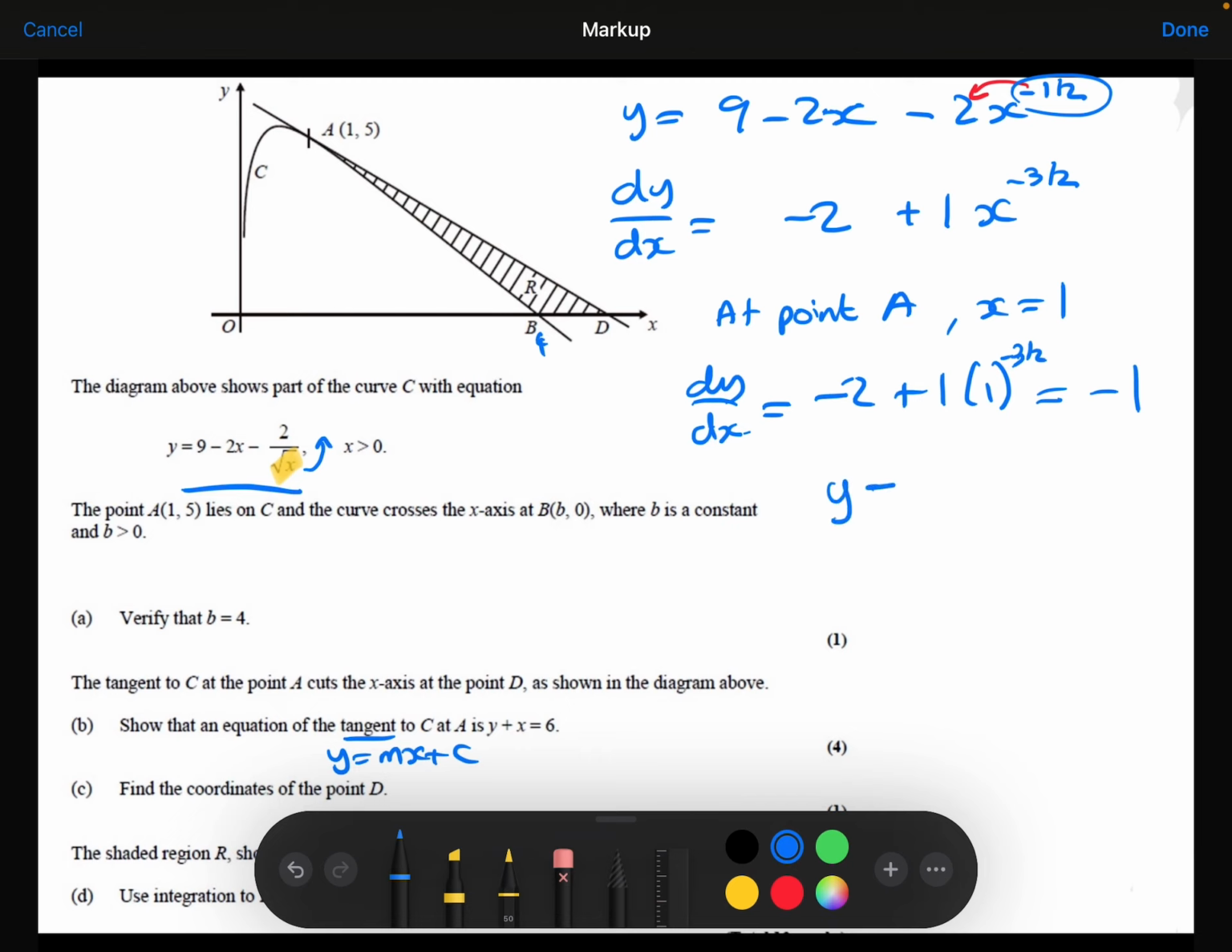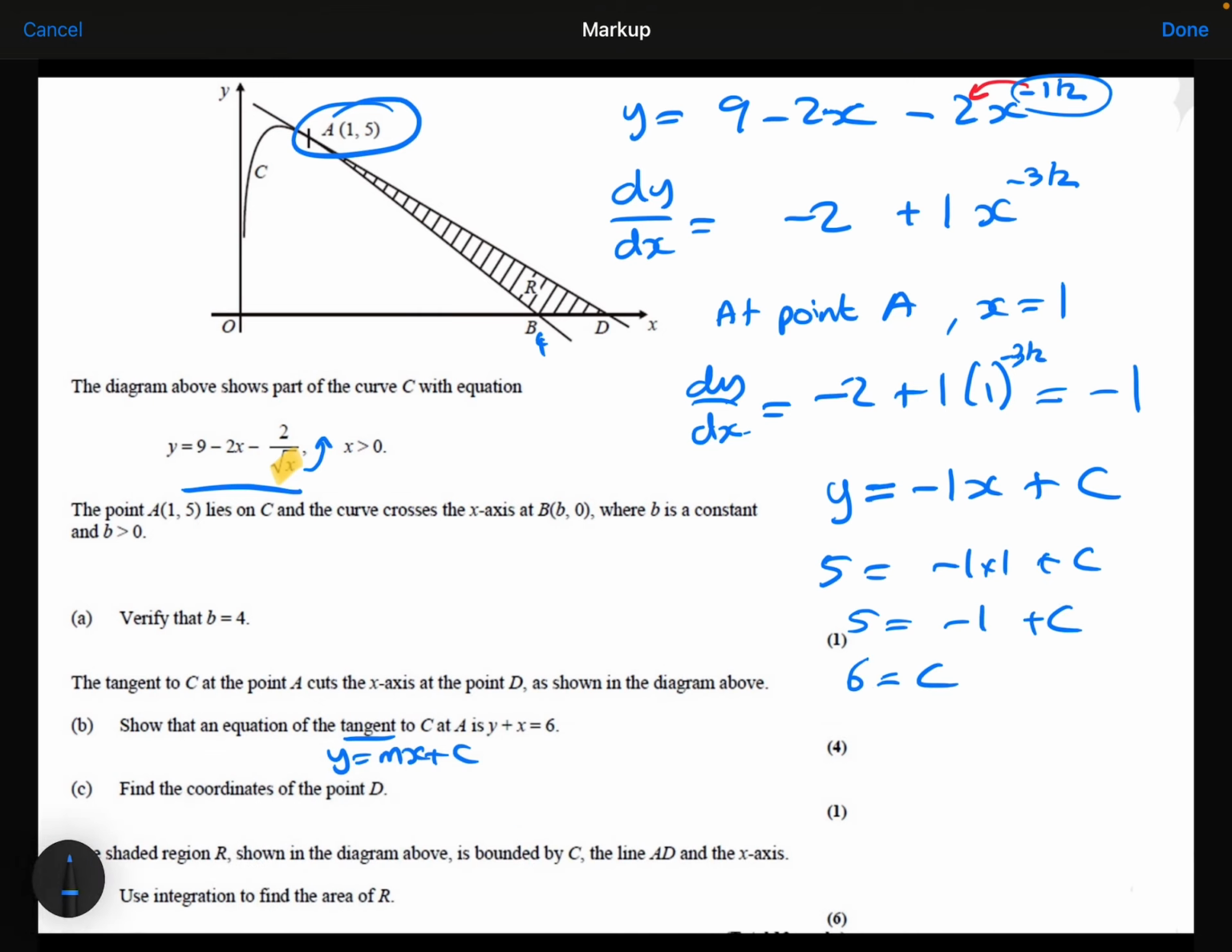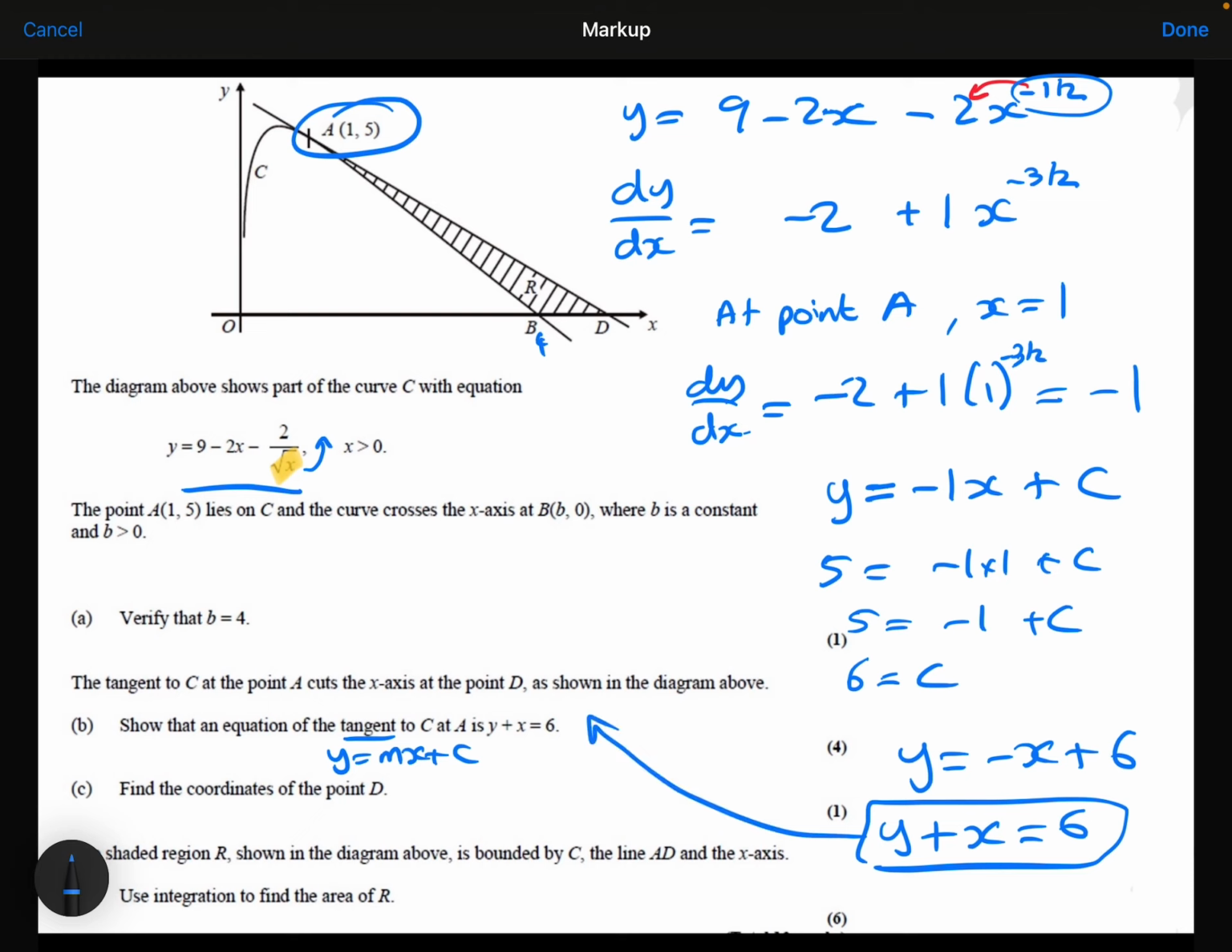So the gradient of the curve at that point is minus 1. So therefore the gradient of the tangent will also be minus 1. And so I can say y equals minus x plus c. Substitute the coordinate in there. And so I find that c is 6. And so I can say y equals minus x plus 6. Or rearranging, adding x to both sides, I could write it like that, which is what we needed to show.